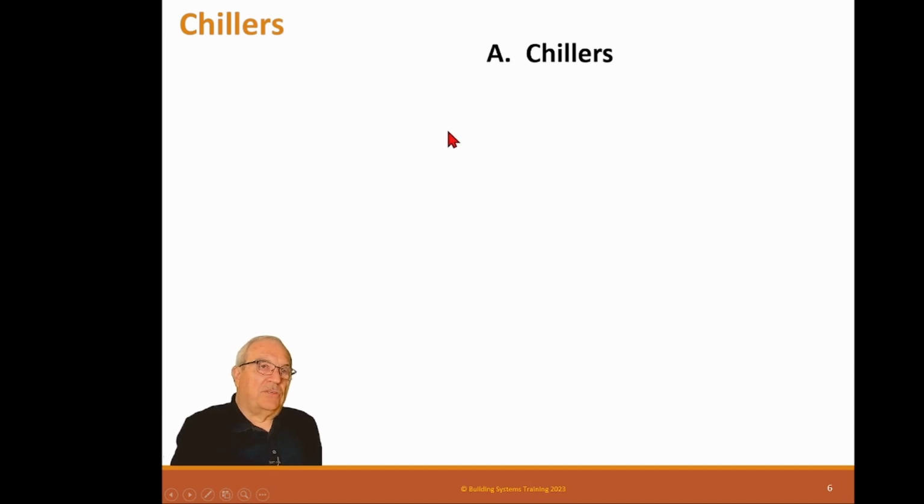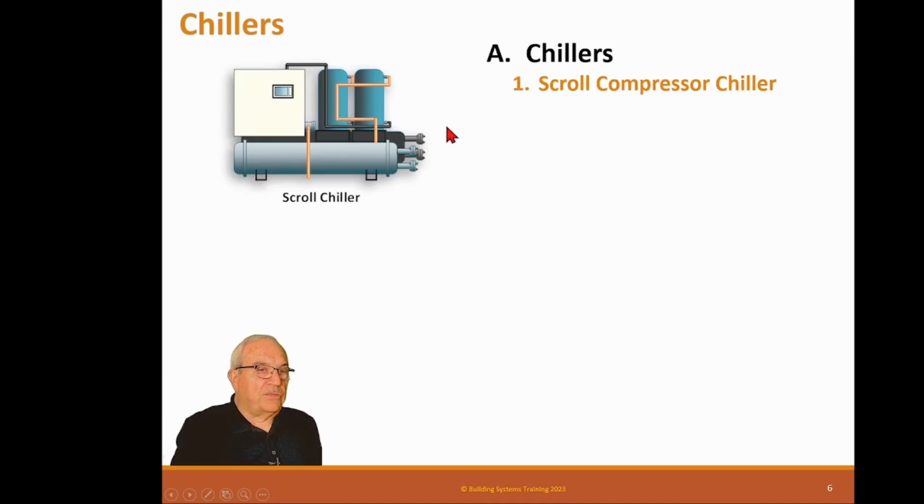So now we're talking about chillers. We're going to look at chillers. First one is a scroll compressor chiller or a reciprocating compressor, and these have just normal compressors on them. And these are small chillers. These are small compressors, so they might be 20-ton, 30-ton, 40-ton. They're small load, and have multiple compressors.